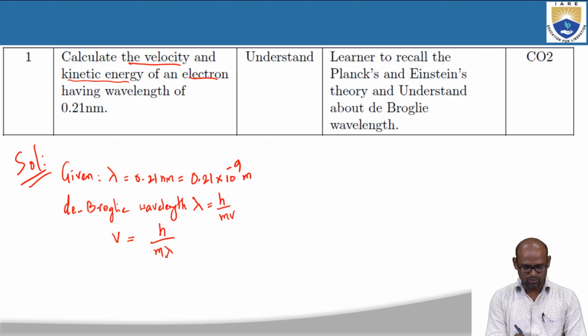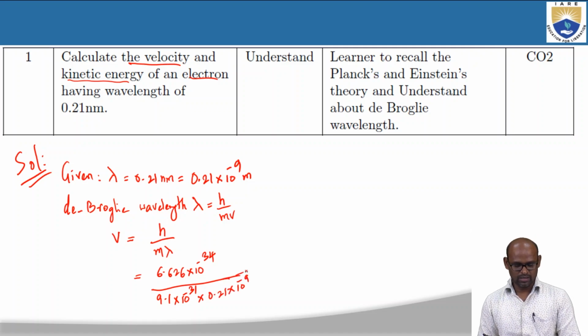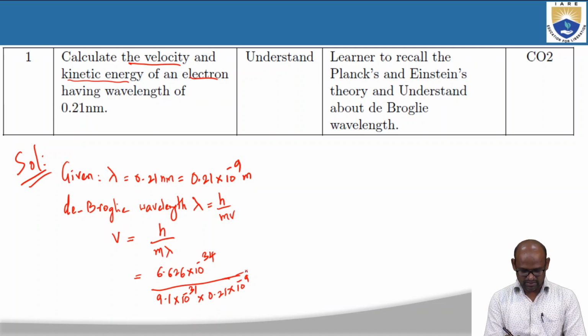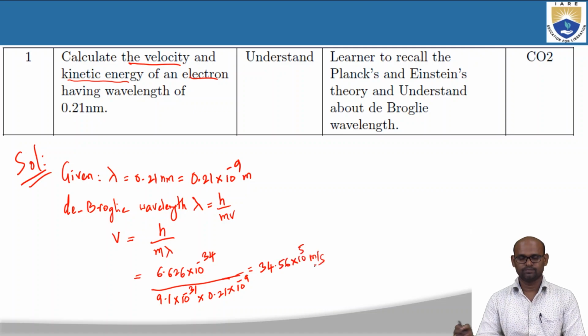Here h is Planck's constant, 6.626 into 10 power minus 34, divided by the mass of the electron, which is 9.1 into 10 power minus 31, times lambda, which is 0.21 into 10 power minus 9. By substituting the values, we get the velocity as 34.56 into 10 power 5 meters per second.